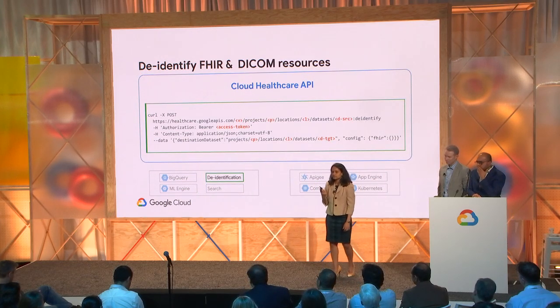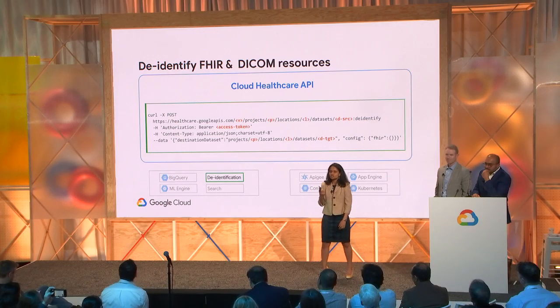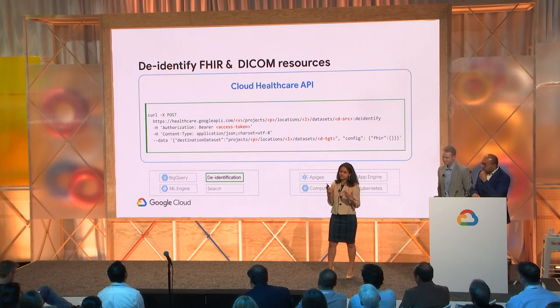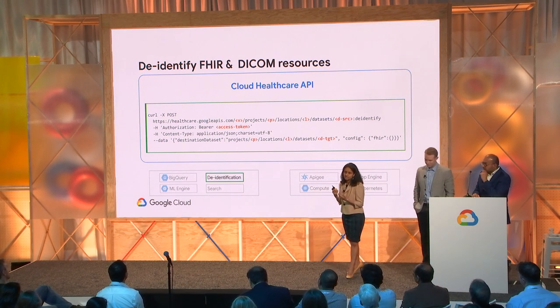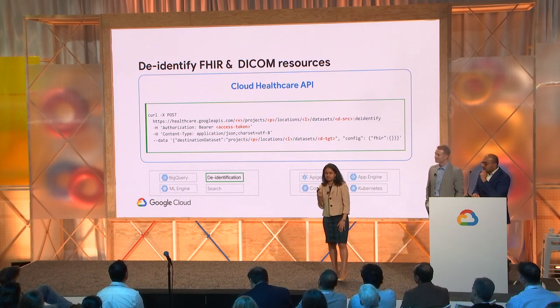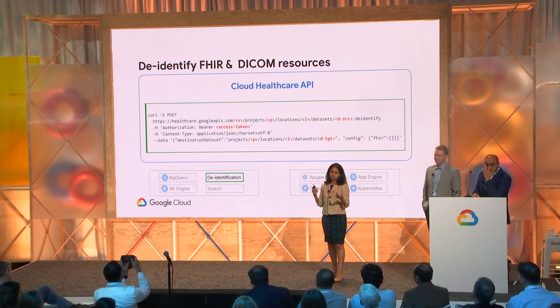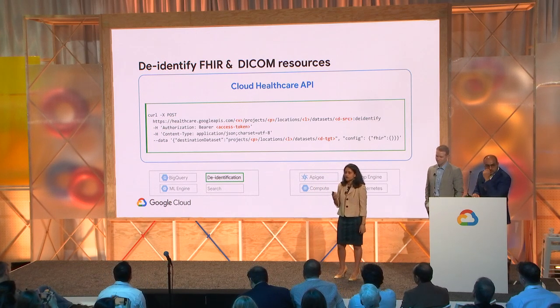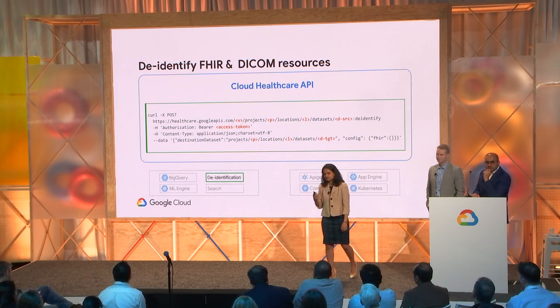Another capability that is provided is the ability to de-identify your FHIR and DICOM resources. Within the Cloud Healthcare API, there's a de-identify call that you can make, and depending on the attributes that you specify, you can configure it, and it will de-identify those specific attributes and create essentially another version of your data set or store, and capture that within another FHIR store, or DICOM store, and so on. And this is applicable even on the DICOM images and the FHIR resources.